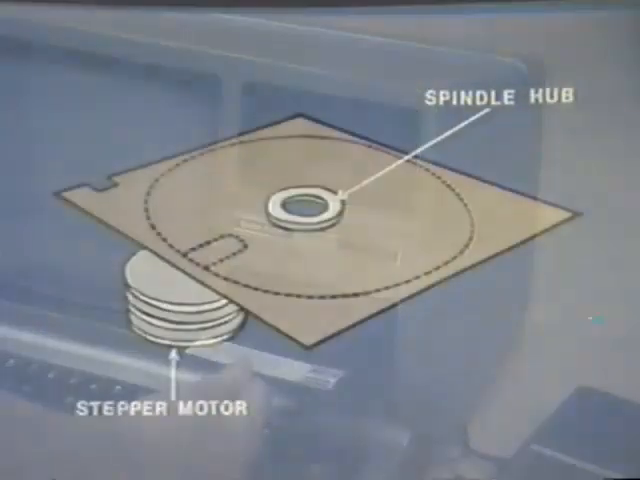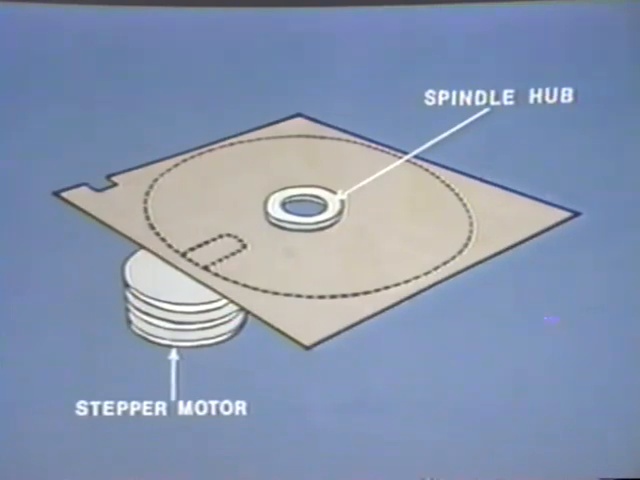The diskette is mounted on a hub inside the disk drive, somewhat in the manner that a record is placed on a 45 RPM record player. However, instead of rotating the disk at only 33 or 45 RPM, as does a record player, the disk drive rotates the diskette inside its protective jacket at 300 RPM.